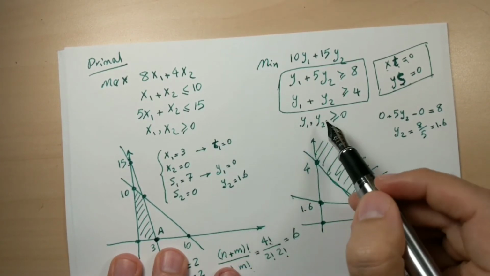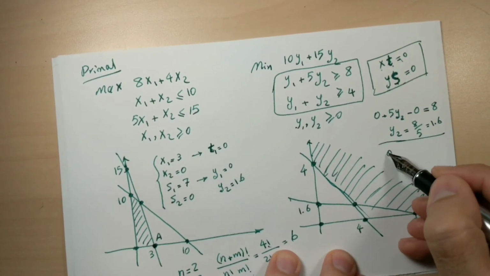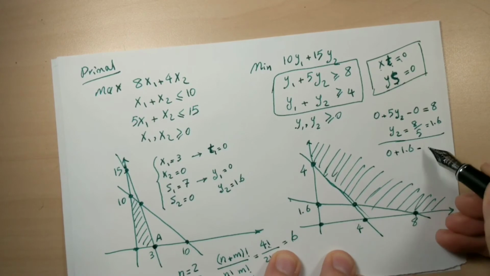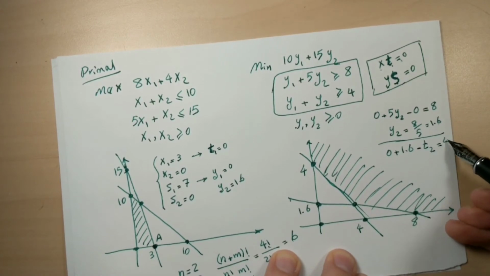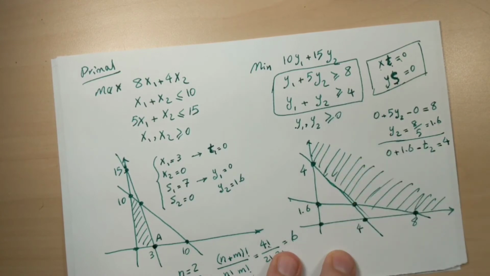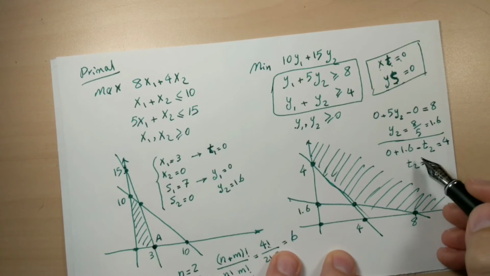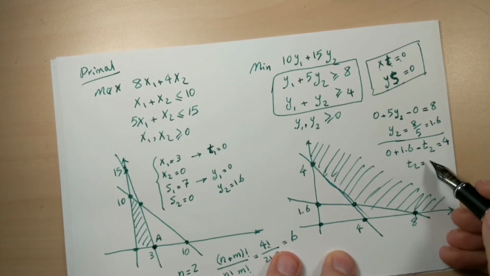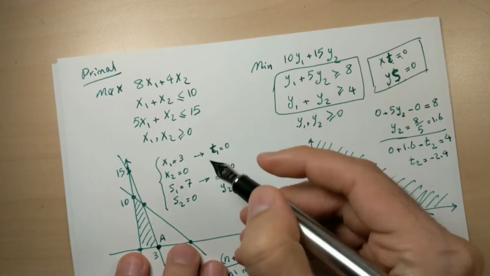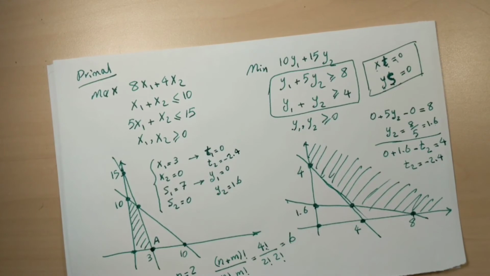Let's see what is t2 in the second constraint. I know that y1 is 0 plus y2 is 1.6 minus t2 equals 4. y1 plus y2 minus t2 equals 4. What is t2? It's 1.6 minus 4, which is negative 2.4. So t2 is negative 2.4.